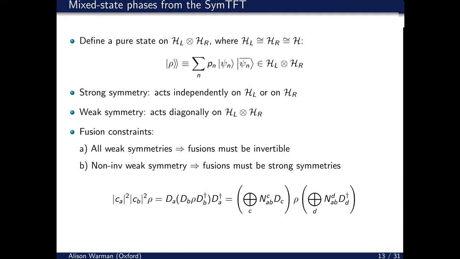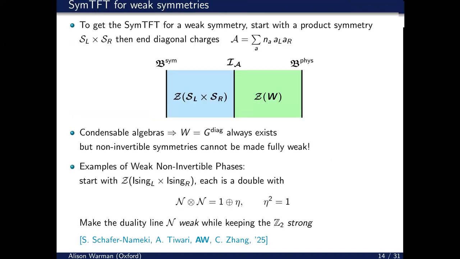Now there's a nice way to derive this from the SymTFT. If we start with the SymTFT for a strong symmetry, which means that we have operators acting both on the left and right, so we can think of this as the SymTFT for S left and S right, and then we consider a condensable algebra of diagonal charges, this will break part of the strong symmetry to a weak symmetry. And interestingly, the mathematics of condensable algebras gives us all these constraints on possible symmetry breaking patterns from strong to weak.